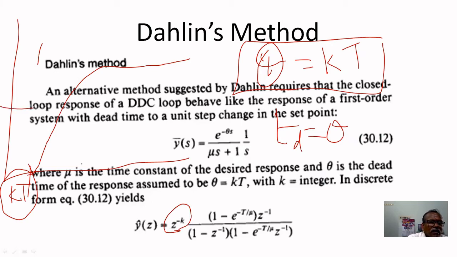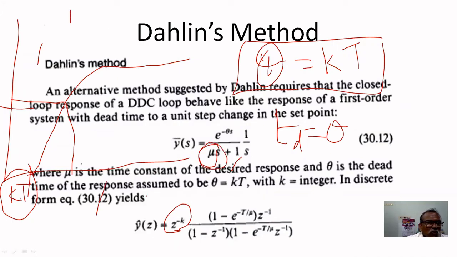Then we can assume some time constant, mu. The first assumption is that it has some dead time, e power minus theta s, which should not be less than the dead time of the system. Mu is the closed loop time constant of the process. The closed loop time constant may be less than the open loop time constant, because the controller will make that up. If the open loop system is a little sluggish, we can make the closed loop response faster. That way, we can choose mu less than the time constant of the open loop system.